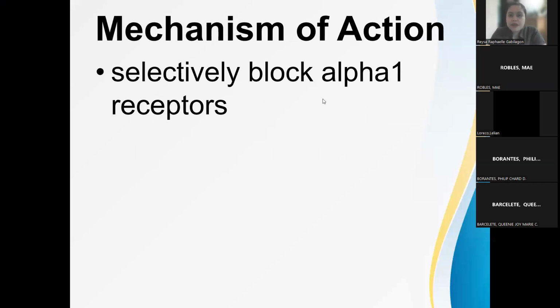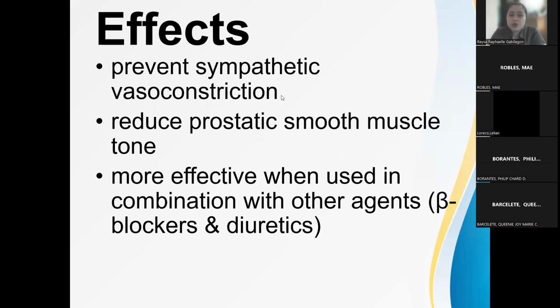So again, mechanism of action is just the blockade of the alpha-1 receptors leading to prevention of the sympathetic vasoconstriction. So there will be relaxation of the blood vessels. So walang vasoconstriction na mangyayari. But at the same time, alpha-1 receptors can also be found in the prostate of our males. Okay? Now, if we are going to activate the alpha receptors in the prostate ng mga lalaki, that will actually result to the contraction of their prostate.